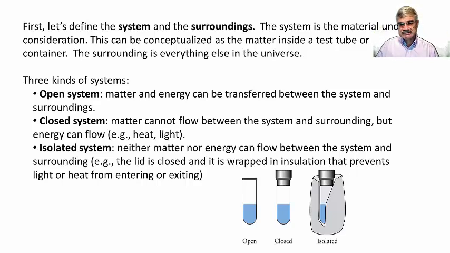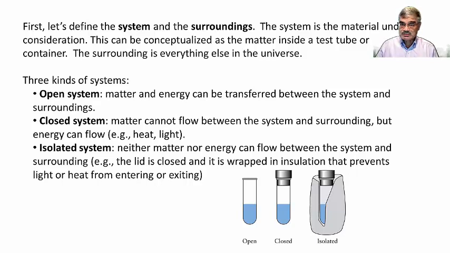There are three types of systems: an open system, a closed system, and an isolated system. Now, actually, the definitions of these terms make common sense. An open system is like a test tube or a cup without a lid on it. Matter and energy can be transferred back and forth between what's inside the test tube or the cup and the surroundings. And this transfer back and forth applies not only to matter, but also to energy in the form of light or heat.